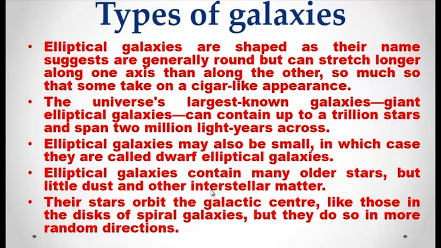Elliptical galaxies may also be small, in which case they are called dwarf elliptical galaxies. Elliptical galaxies contain many older stars but little dust and other interstellar matter. Stars of the elliptical galaxies orbit the galactic center like those in the disks of spiral galaxies, but they do so in more random directions.